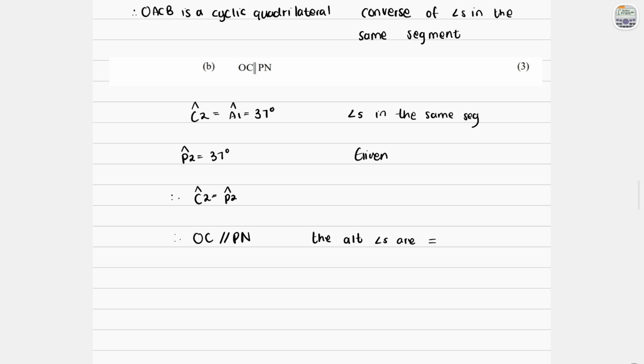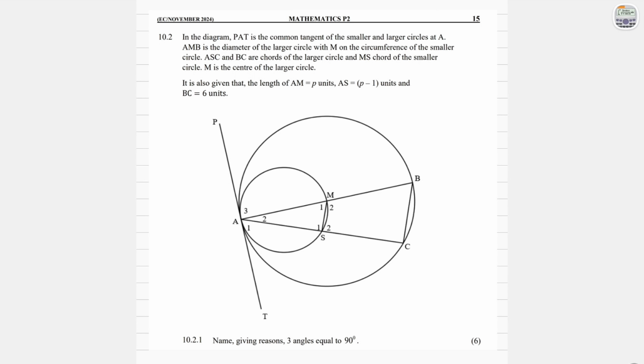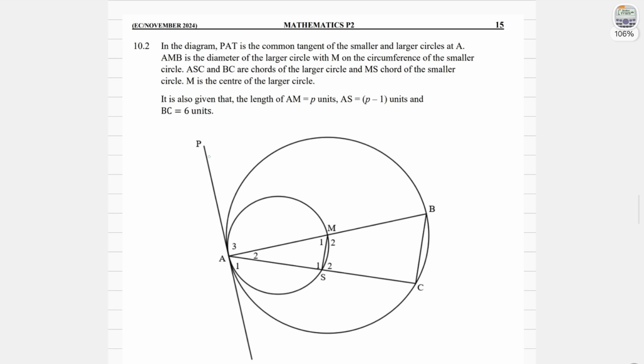And moving on to the next question. Question 10.2 says, in the diagram, PAT is the common tangent of the smaller circle and the larger circle at A. And then we are told that AB is the diameter of the larger circle with M on the circumference of the smaller circle.